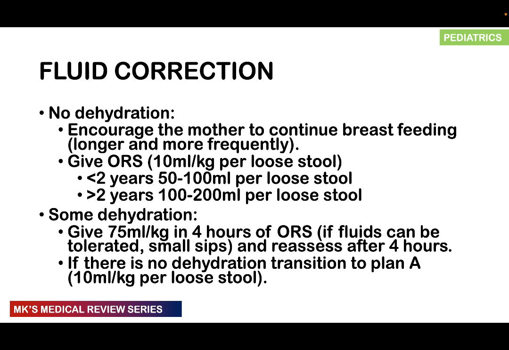So if there's no dehydration, we switch them to plan A. Remember, the plan for no dehydration is plan A. The plan for some dehydration is plan B. So you switch them to the plan A, which is the 10 mils per loose stool.